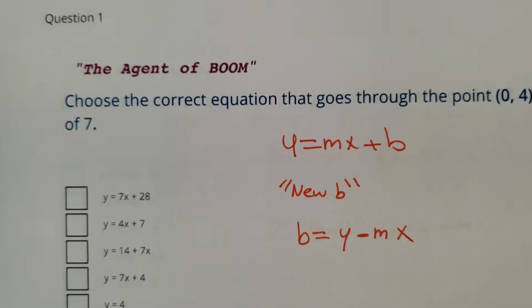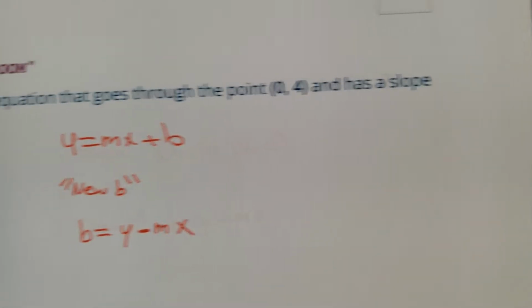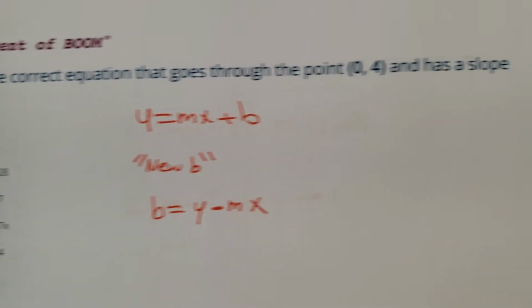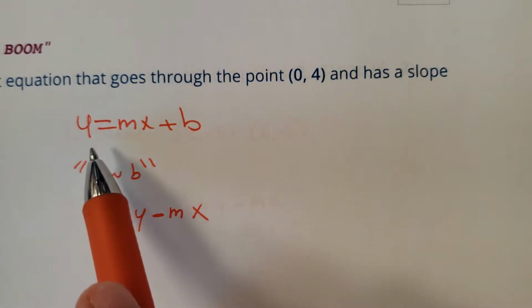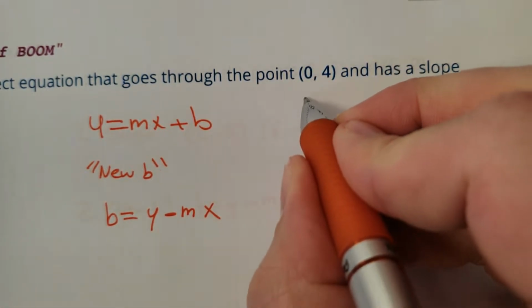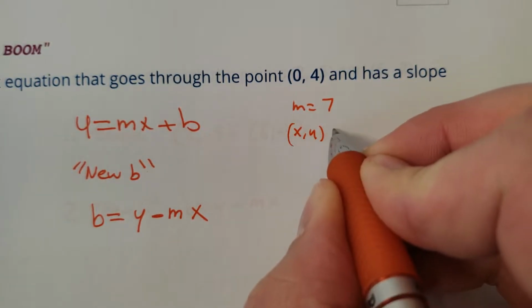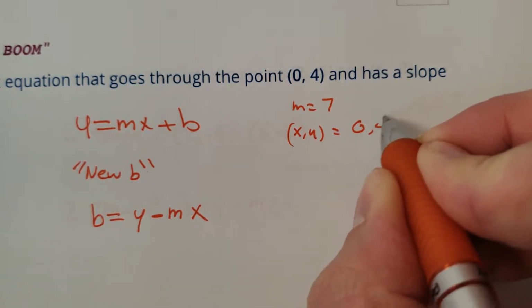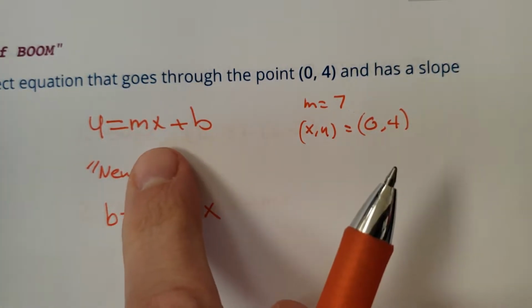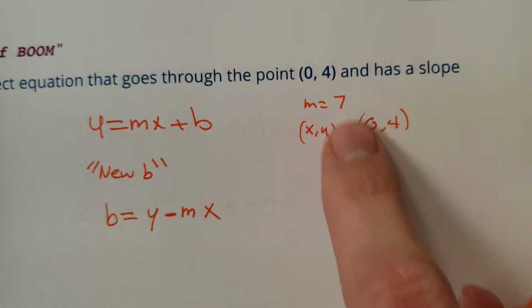Choose the correct equation that goes through the point (0, 4) and has a slope of 7. Okay, so we need to make the correct equation. We have a slope of 7 and we go through the coordinate point (0, 4). All right, so we need to make one of these and this is the only information we have.